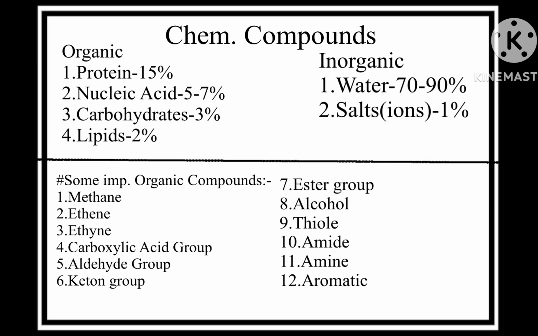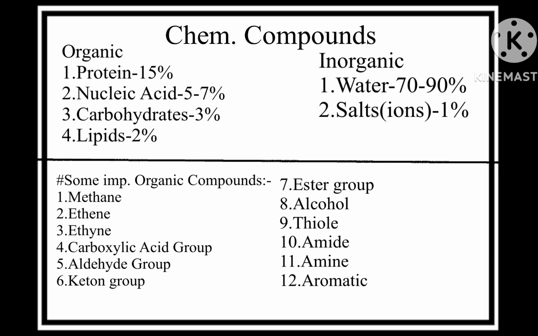You can skip this part if you already know. These are the organic and inorganic chemical compounds from the chemistry point of view: protein consists of 10 to 15%, nucleic acid 5 to 7%, carbohydrate 3%, lipid 2%. It varies accordingly, right? In the inorganic part we have water, which is almost 90%, and salt is 1%. In our cell protoplasm, these salts are present in the form of ions, which are sodium and chlorine. As it is clear now, the decreasing order of organic compounds in protoplasm starts with protein, then nucleic acid, carbohydrate, and then lipids.